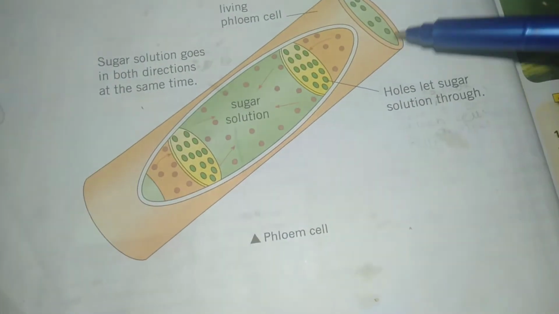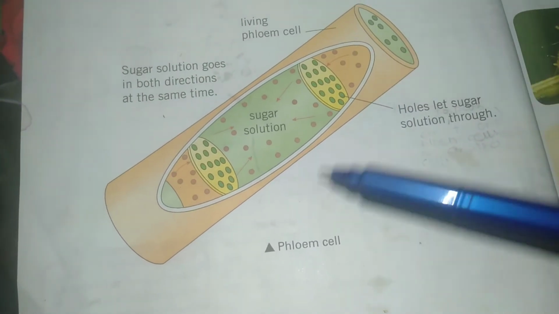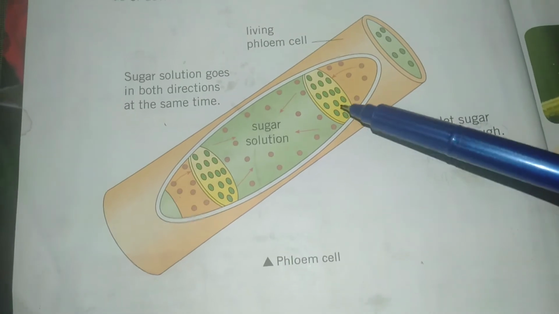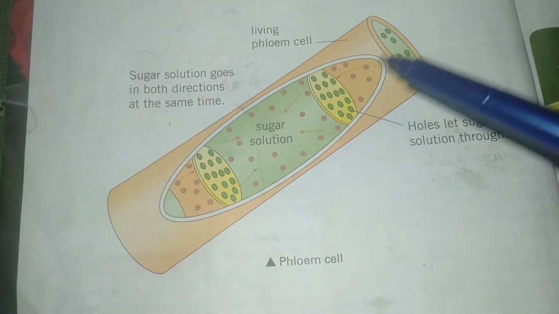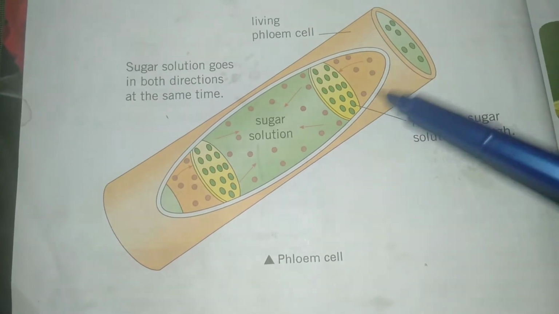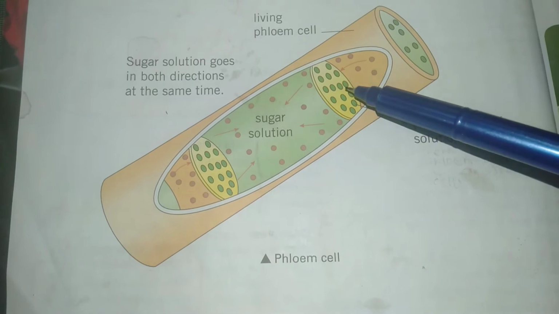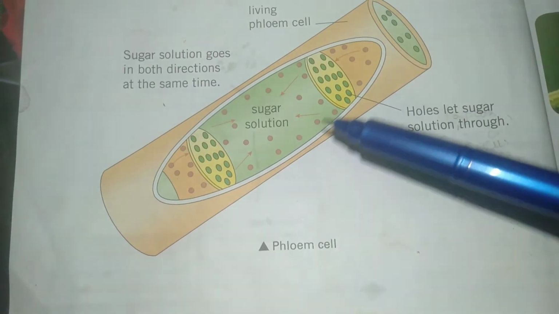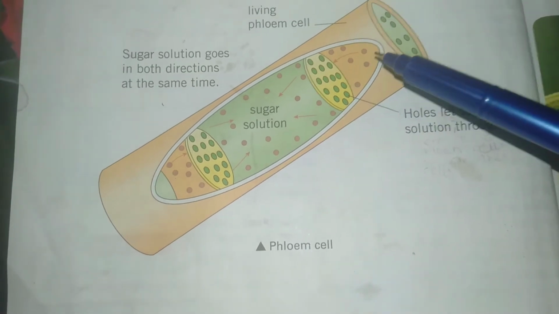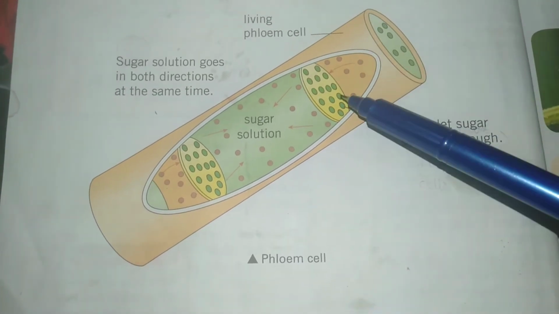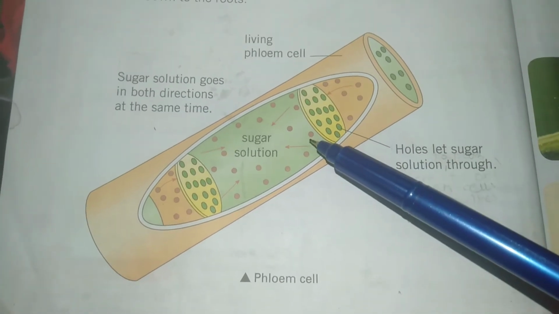Beta, this is a phloem cell. Phloem tubes are made up of living phloem cells that are joined end to end. You can see that this phloem cell is connected with these phloem cells, and in this way they form a long tube, and there are holes at the end of each phloem tube so that sugar solution can easily pass through these holes. Sugar solution can pass up and down the plants through these holes at the same time.